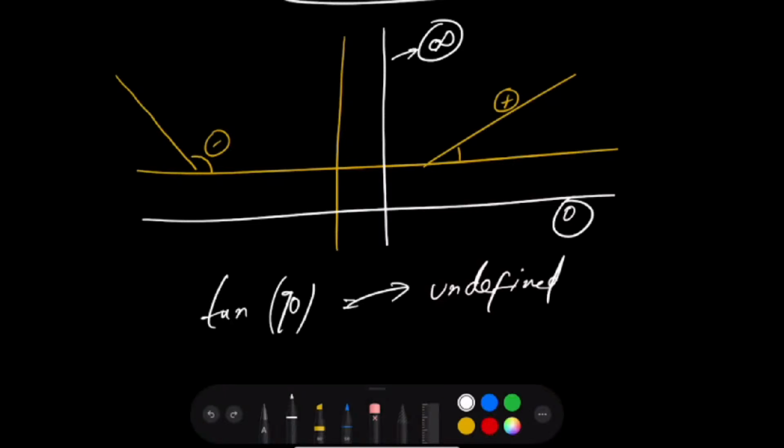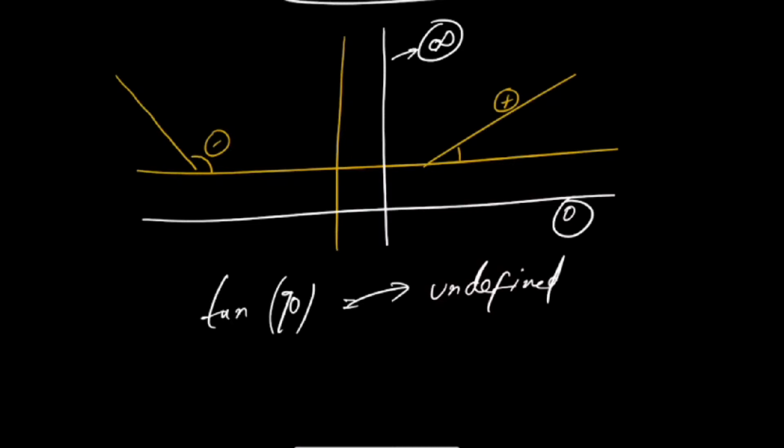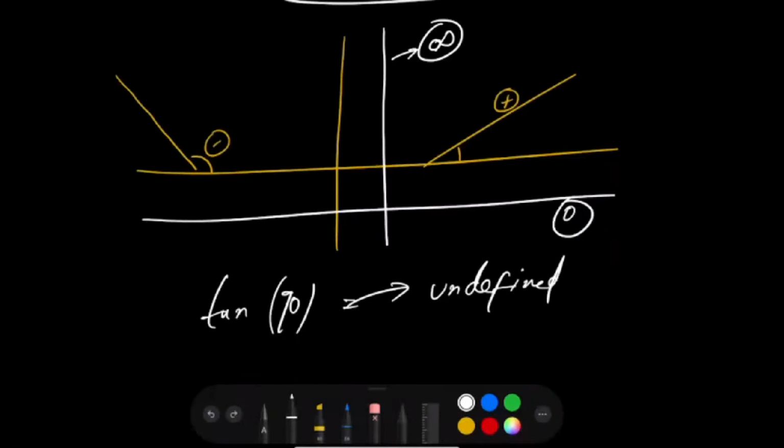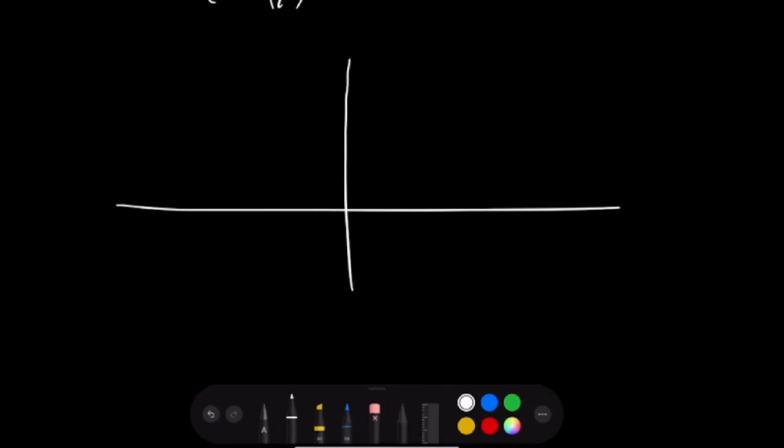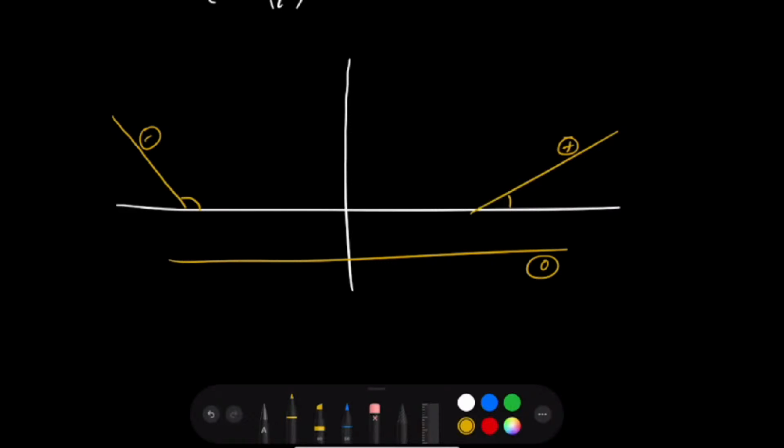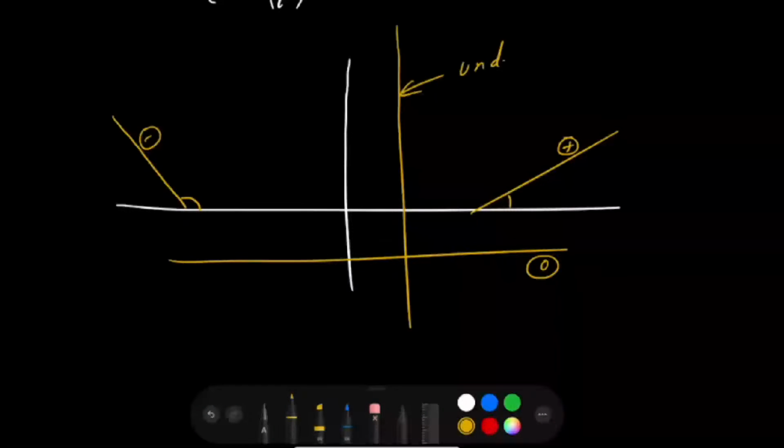Okay, let me make it clear once again. Let me generalize what I just said. Any line that makes an acute angle has positive slope. Any line that makes an obtuse angle has negative slope. Any horizontal line has slope 0, and any vertical line has slope that is undefined. Why is it undefined? I'll just tell why it is undefined.